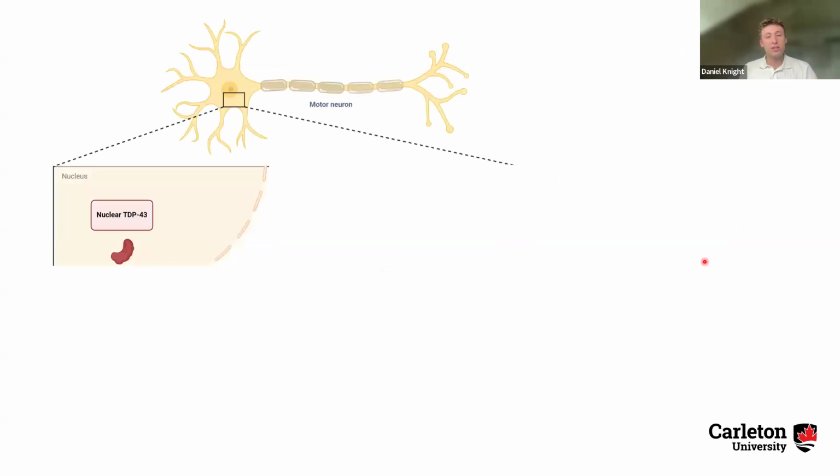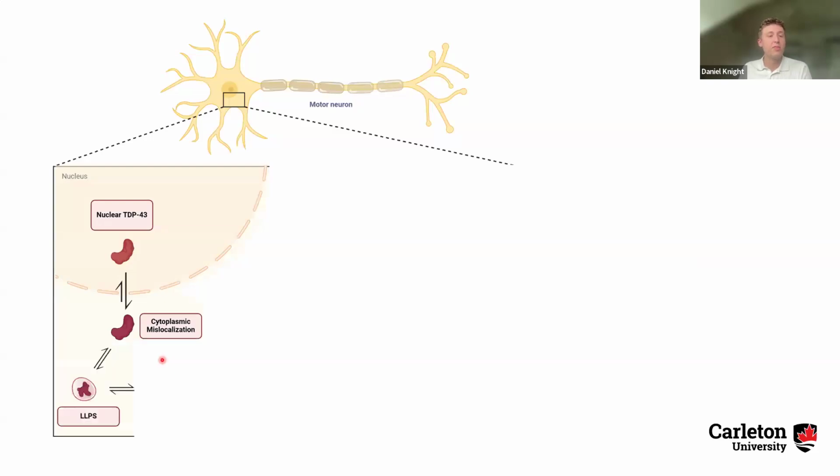So there are a number of working theories for how TDP43 may contribute to the onset of ALS. And so this is just a broad overview of some of those theories. So TDP43 naturally resides in the nucleus. And at some point, there's an altered equilibrium that shuttles the TDP43 out to the cytoplasm. And once in the cytoplasm, there are a couple of different things that can happen. The first is it can phase separate. So it forms these phase separated droplets that can coalesce and concentrate the protein into these droplets.